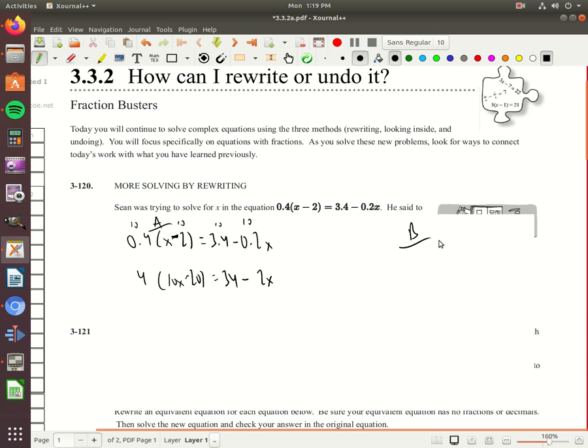Or is it option B, where you're going to say 0.4x minus 2 equals 3.4 minus 0.2x, and you say, look, this whole thing is one chunk. I'm just going to multiply the whole chunk by 10, and then the other side by 10, and I'll get 4x minus 2 is equal to 34 minus 2x.